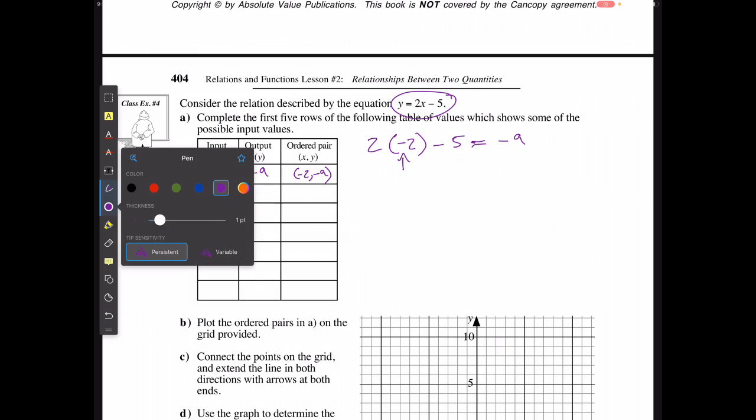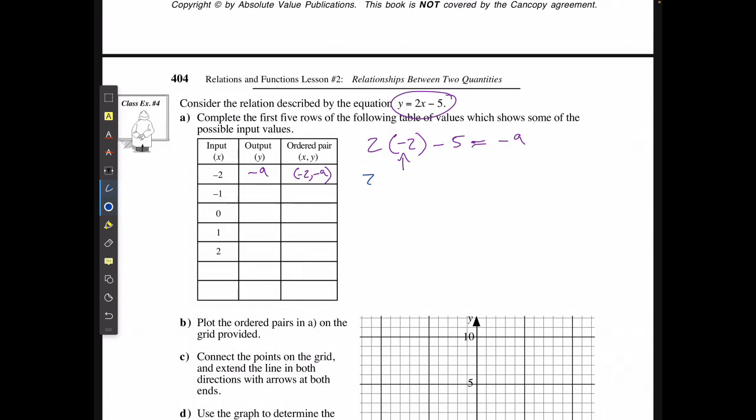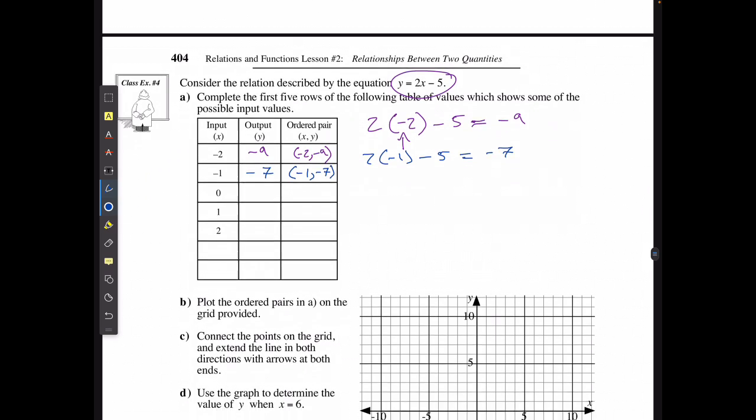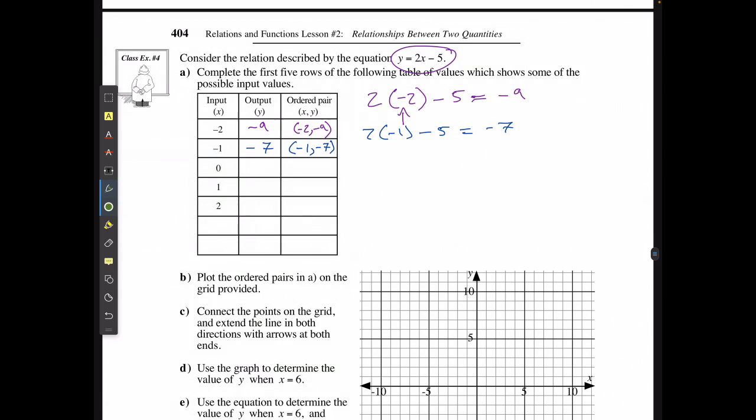If I did the same thing for the next one, then I would have 2 times -1 minus 5, and I'm going to get -7. I can keep doing this throughout all of them, and when I have 0, it's going to be -5. When I have 1, it's going to be -3. When I have 2, it's going to be -1.